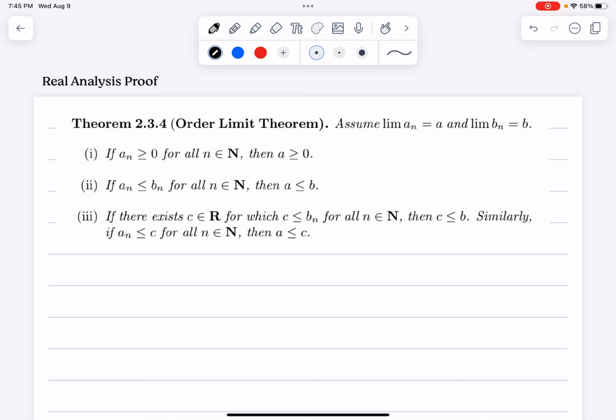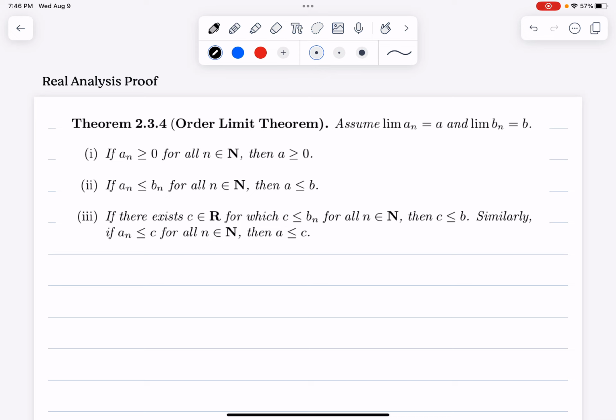Alright, so this theorem is the order limit theorem, and in my opinion it is one of the nicest theorems, because if we prove the first part of it, then the second part is going to follow from the first part, and then the third part is going to follow from the second part's results. So let's dive right into the theorem.